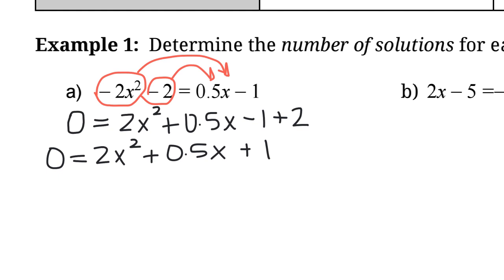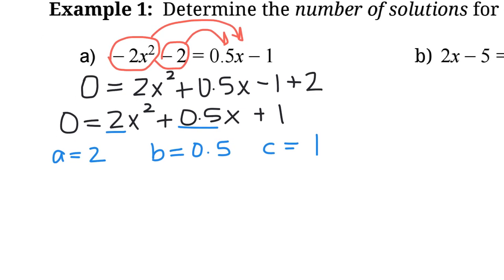Okay, so here's my quadratic equation. The next thing I'm going to do is identify what is my a value, my b value, and my c value. So my a value is the number in front of x squared, so that is 2. My b value is the number in front of the x, that is 0.5. And my c value is just the plain number on the end, that is a 1.